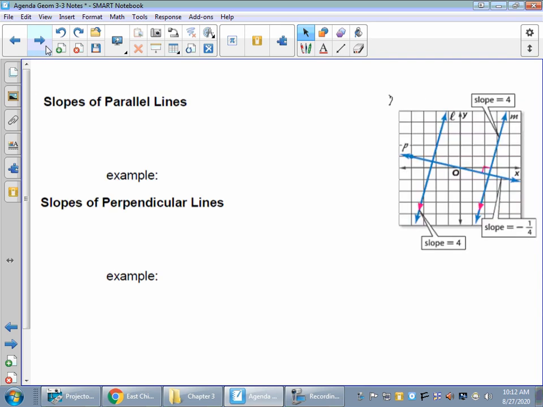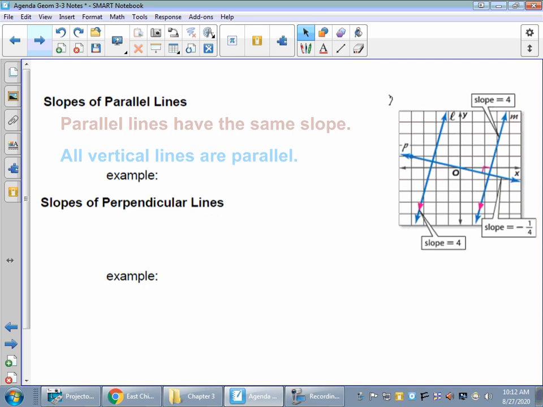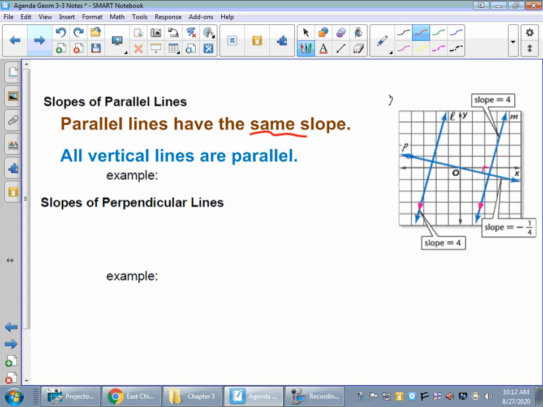All right, now let's try to tie this into the geometry portion. Slopes of parallel lines. One thing we have to remember is that parallel lines have the same slope. Because they're never going to cross, they're going to rise and run at the same rate. So they're going to have the same slope if they're parallel lines. And all vertical lines would be parallel because they're all running straight up and down.